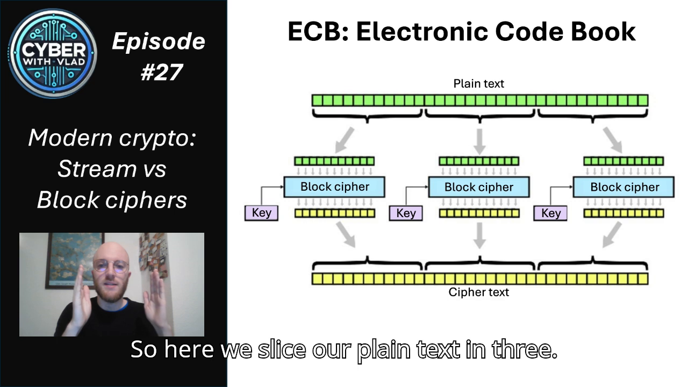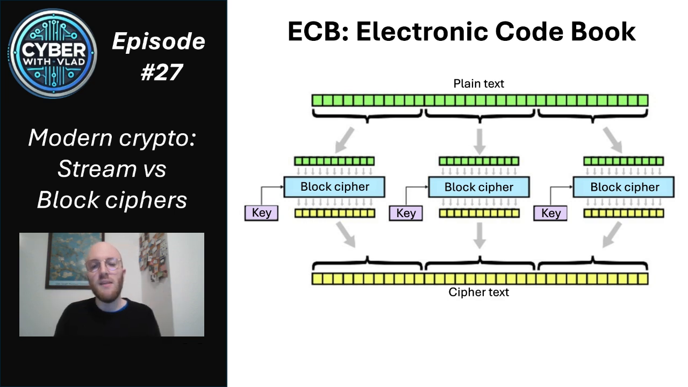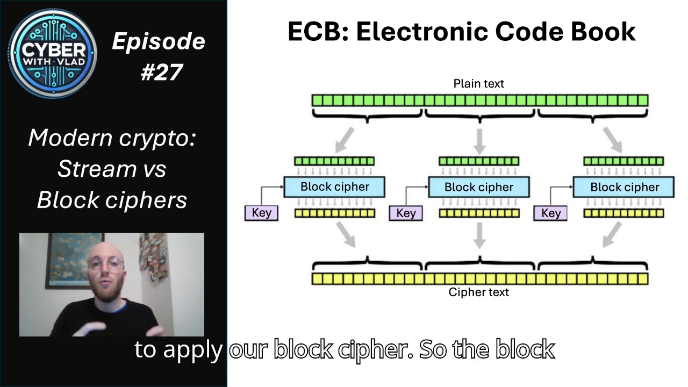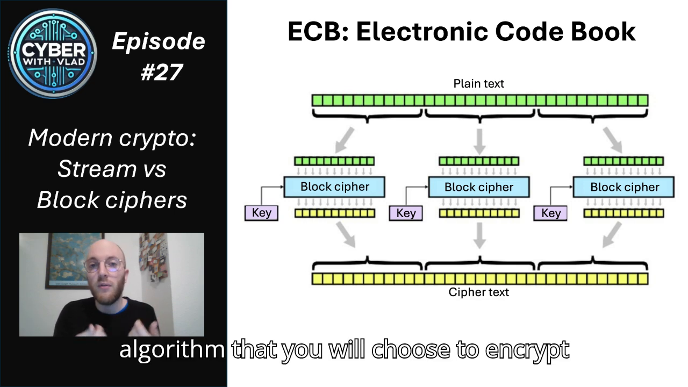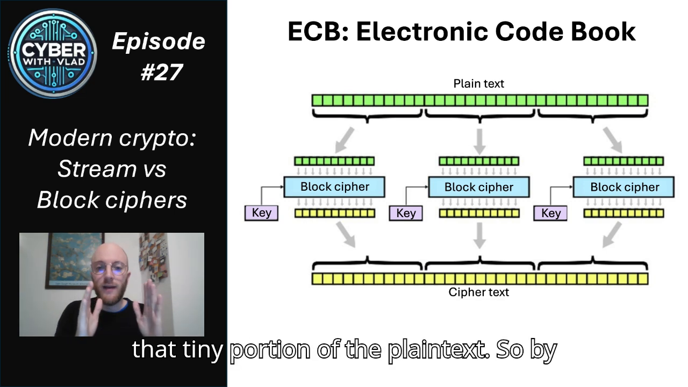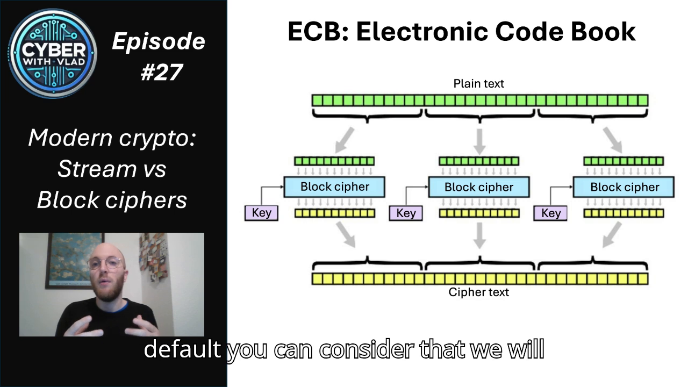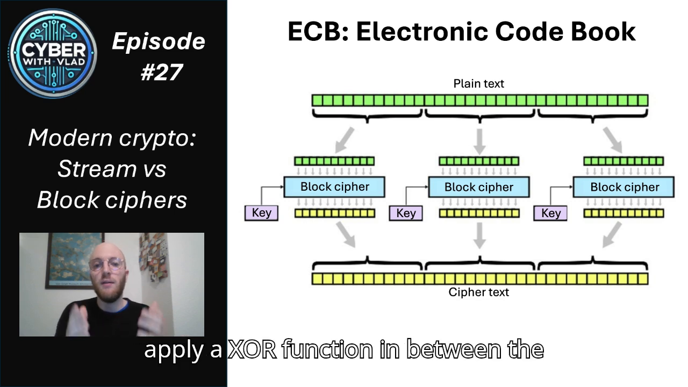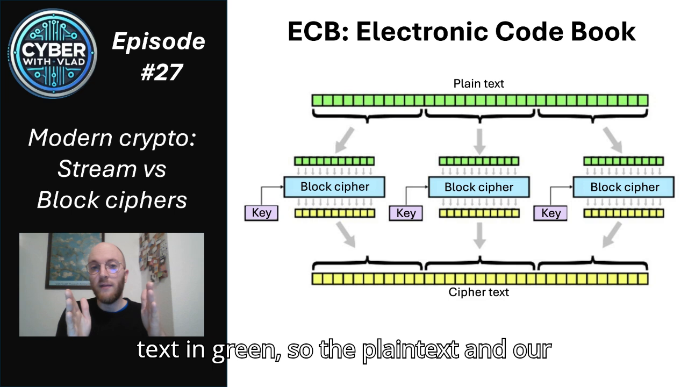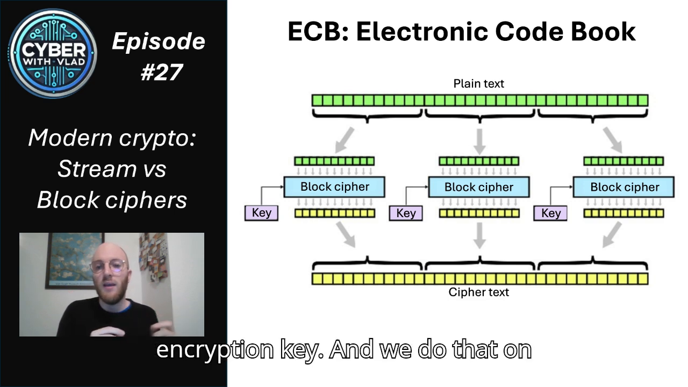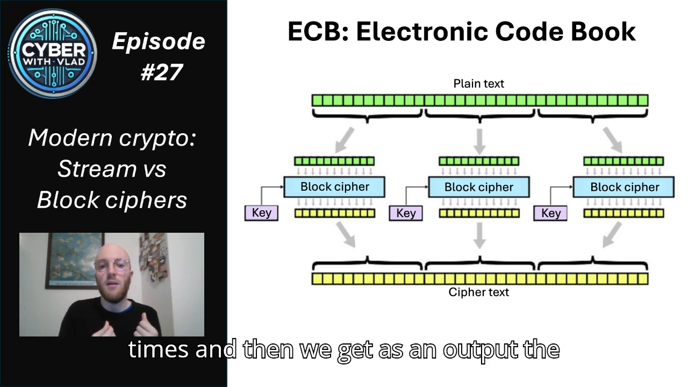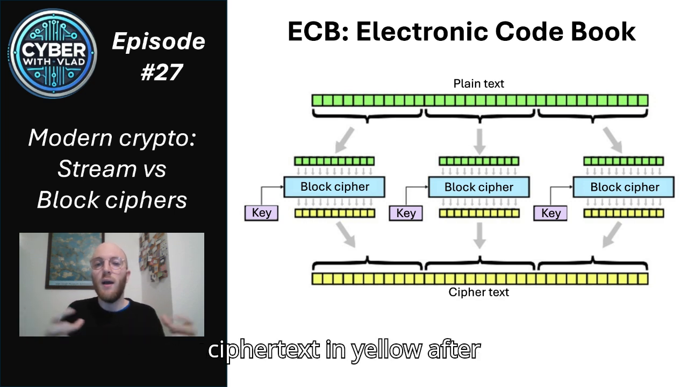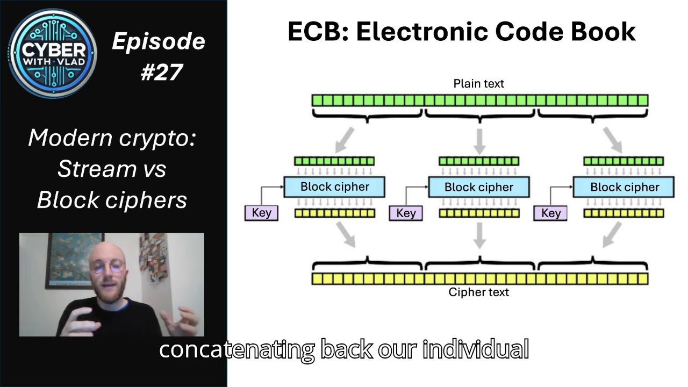They correspond to the size of the keys. So here we slice our plain text in three. And on each of the portions, we are going to apply our block cipher. So the block cipher, you need to understand, is the algorithm that you will choose to encrypt that tiny portion of the plain text. By default, you can consider that we will apply a XOR function in between the text in green, so the plain text, and our encryption key. And we do that on separate occasions.